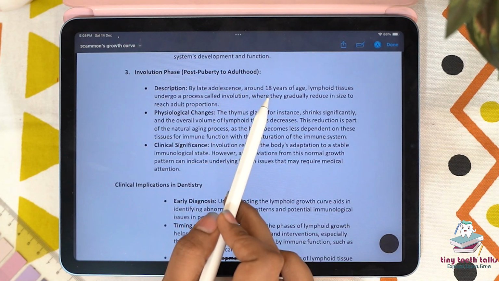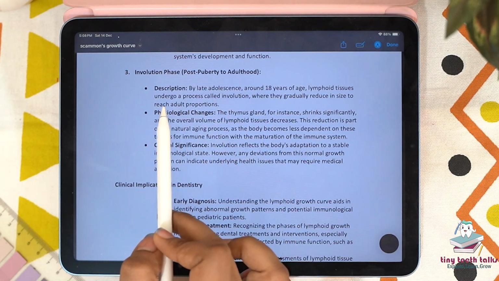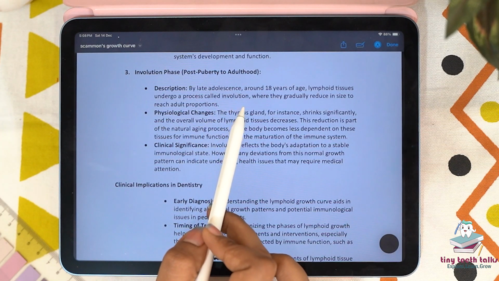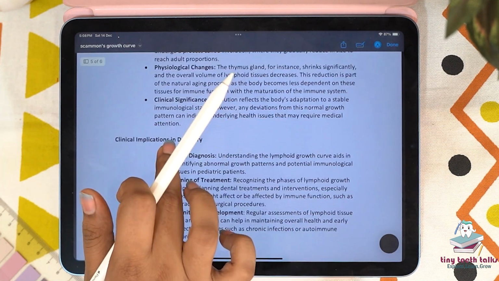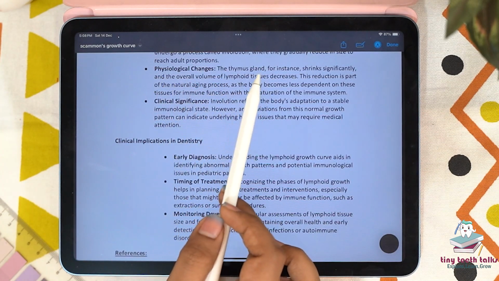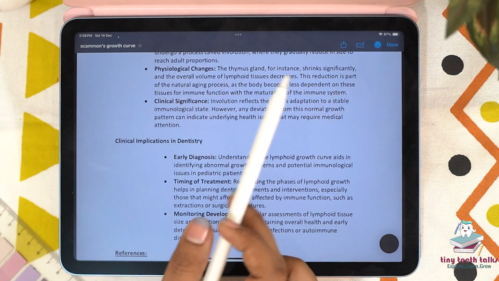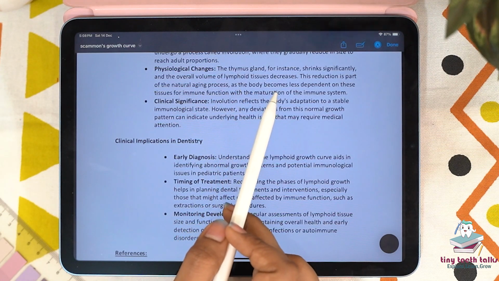By late adolescence, around 18 years of age, lymphoid tissues undergo a process called involution, where they gradually reduce in size to reach the adult proportions. What physiological changes are there? The thymus gland, for instance, shrinks significantly and the overall volume of the lymphoid tissue decreases.